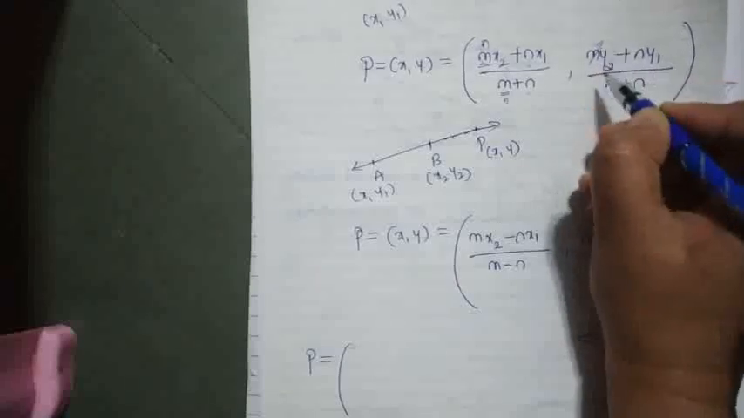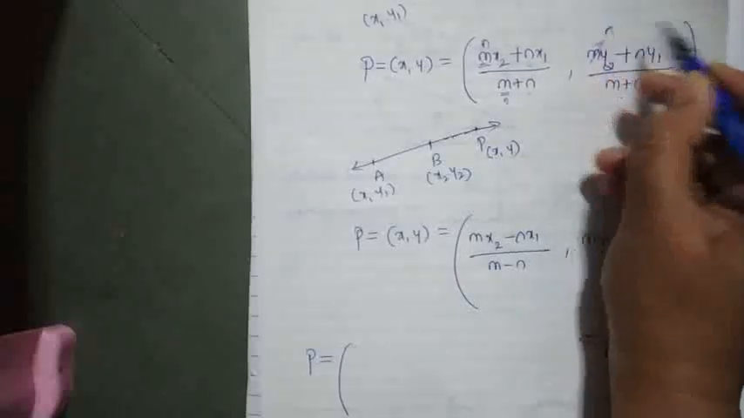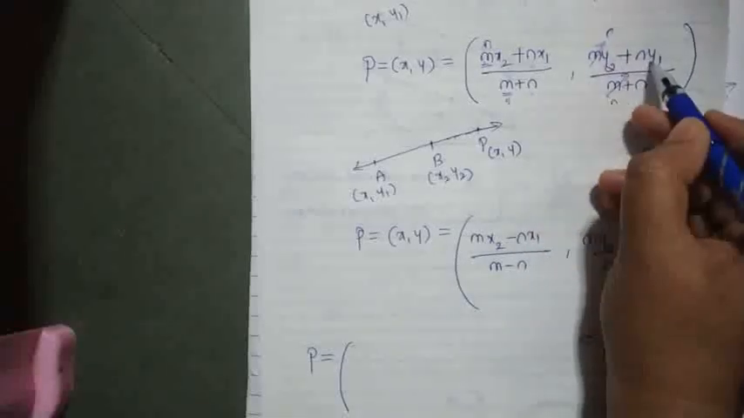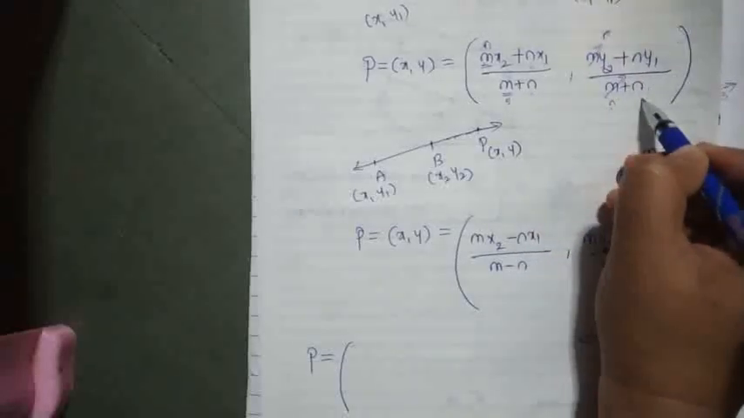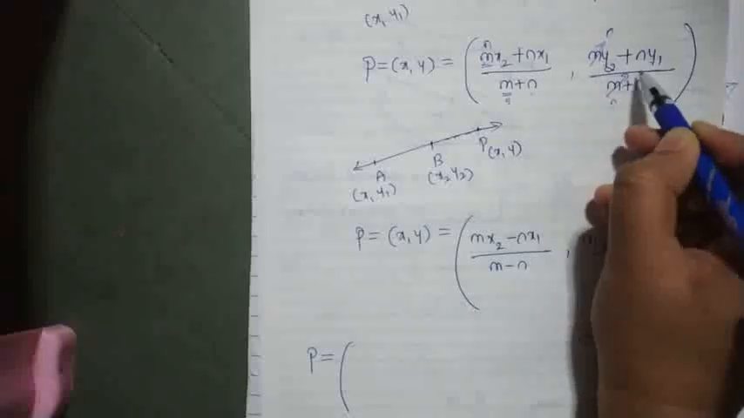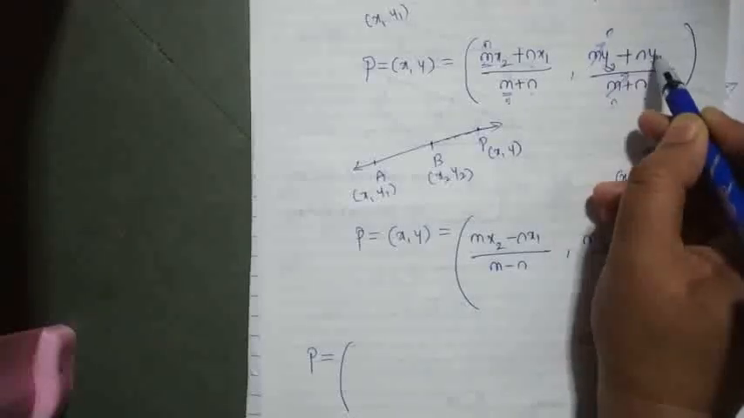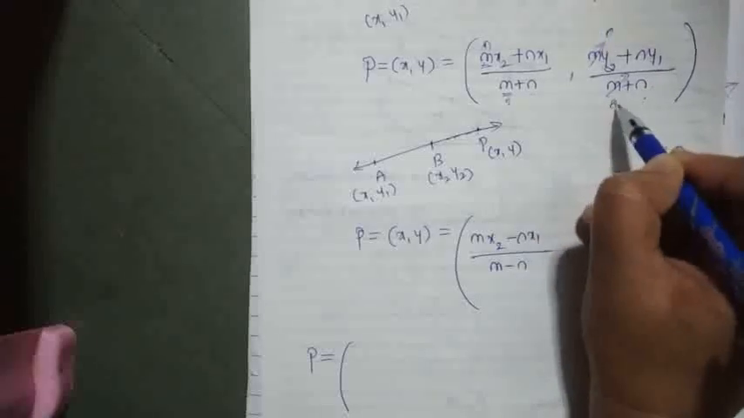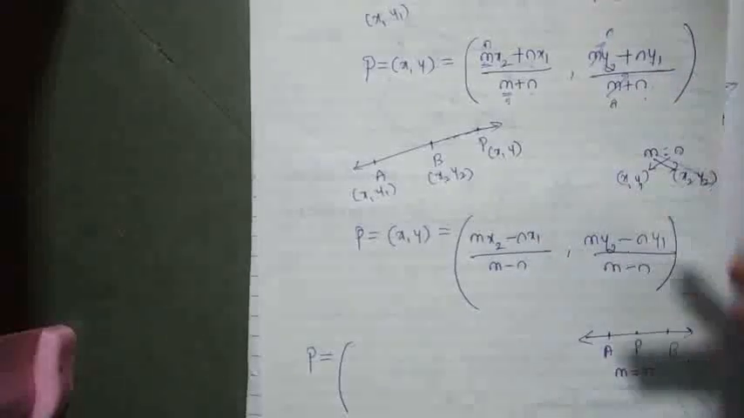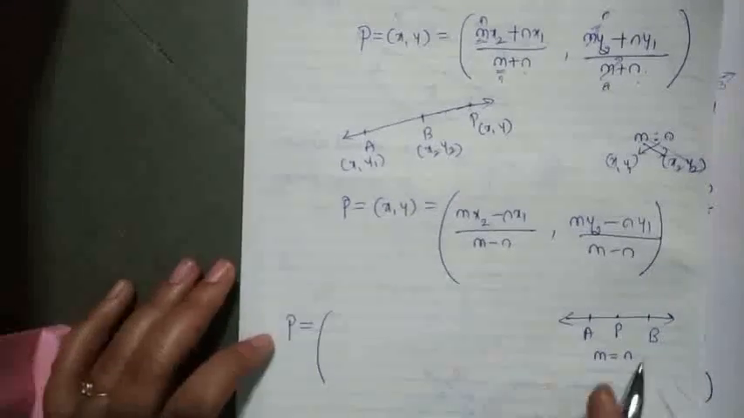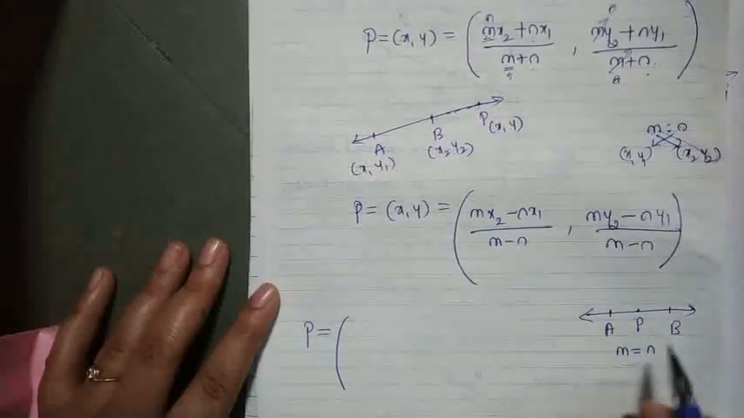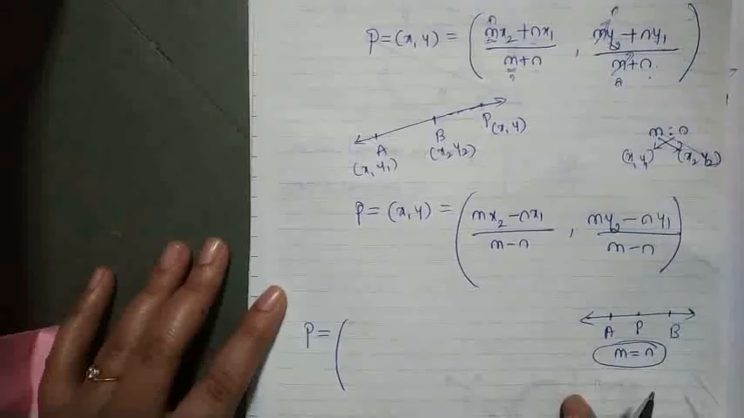Similarly, with m equal to n, ny2 plus ny1 divided by n plus n. Taking n common, y1 plus y2 divided by 2n, and n cancels. Therefore, if the point P divides the line segment AB equally, then the ratios are equal.